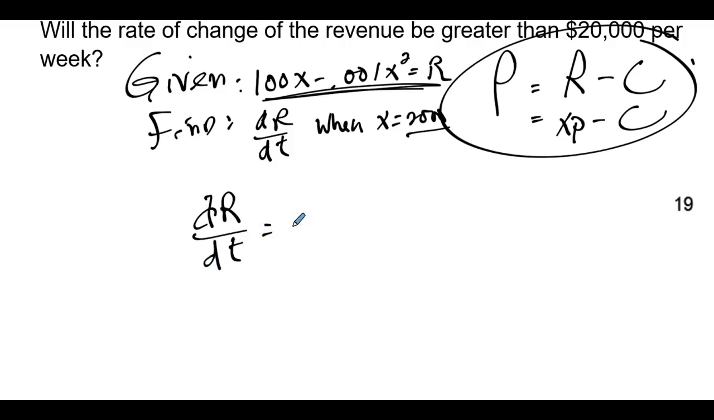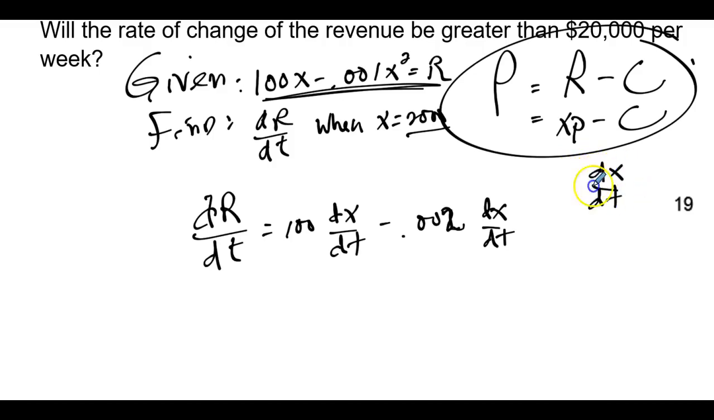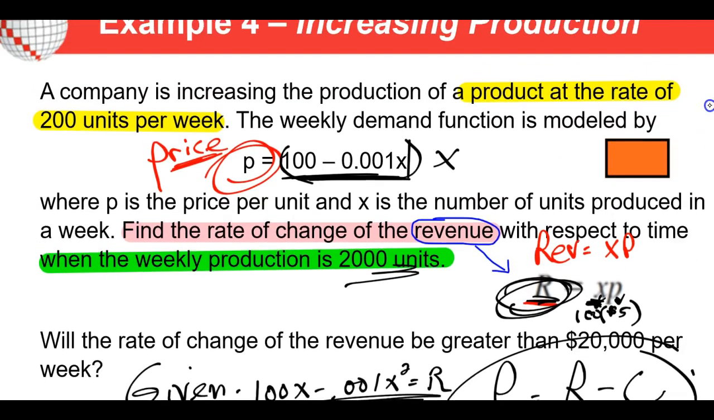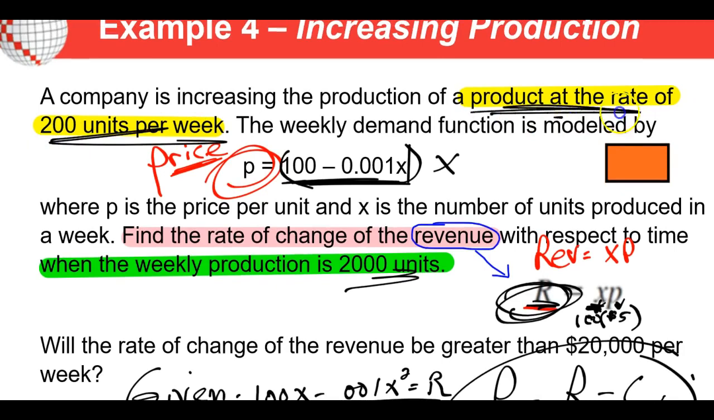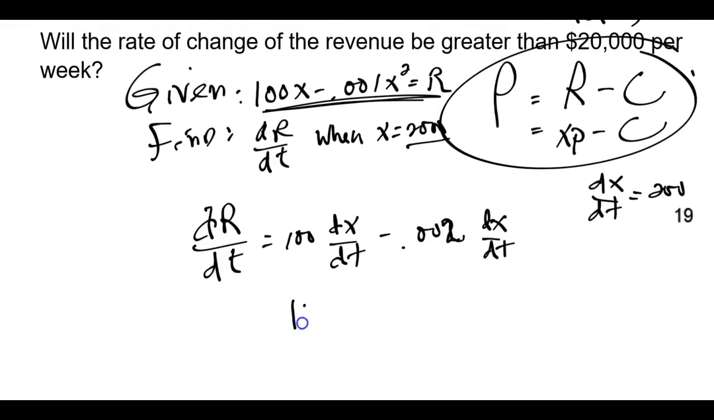So the derivative of this thing is 100 dx/dt minus 0.001 times 2, let's put a 2 out there, dx/dt. And let's see. Oh, dx/dt I think was given as 200. That's where I got the 200 from. Right here. The rate, it's the units. The units are your x's. So that's the 200. So I'm going to plug that in and solve.